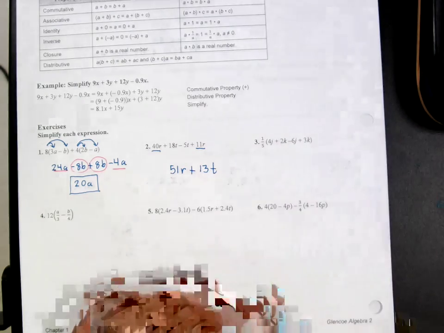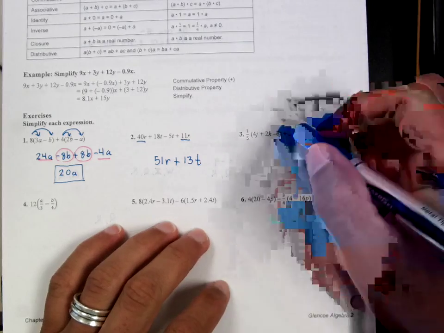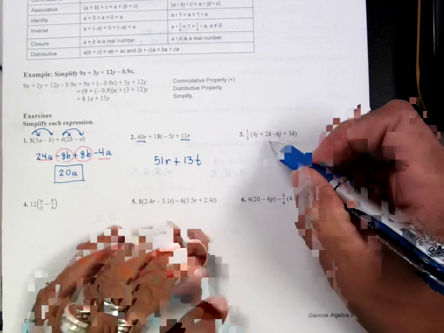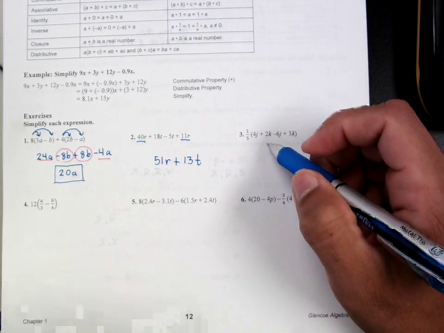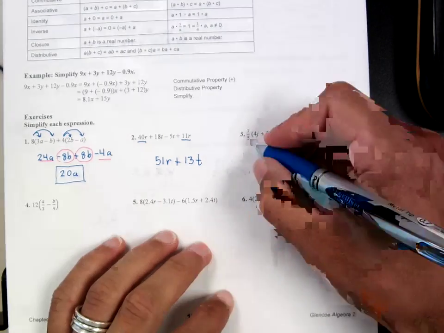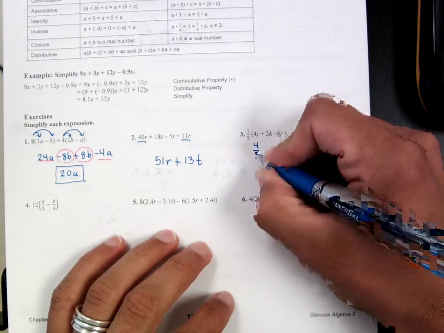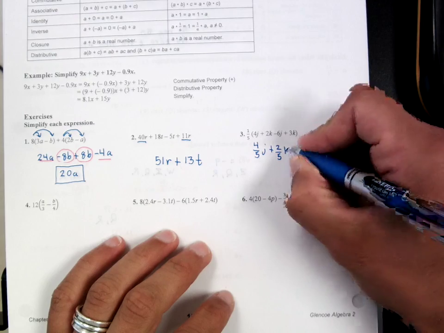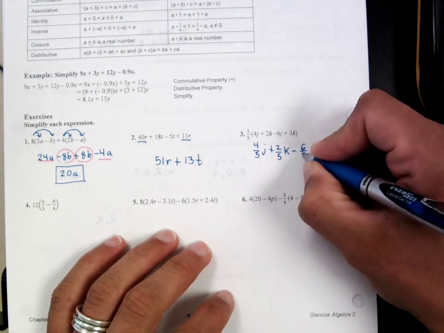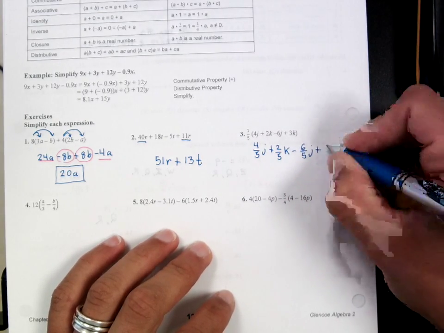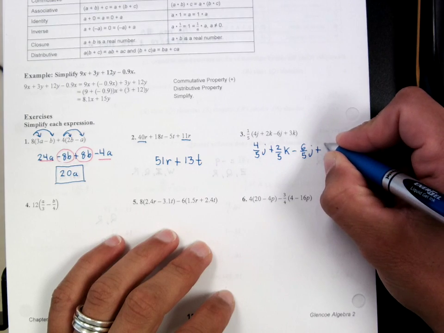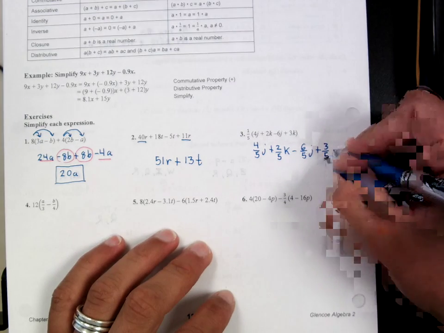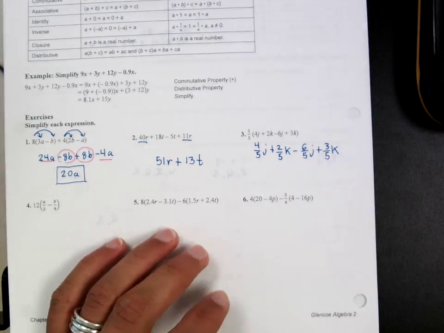All right, finally on number 3, let's do a little bit of fractions here. If you multiply something times 1/5, it's the same thing as dividing by 5. It's exactly the same thing, all right? So if I divide 4 by 5, I get 4/5 J. If I divide this by 5, I get 2 over 5K minus 6 over 5J plus 3 over 5K. All right, now at that point, I'm going to add like terms.